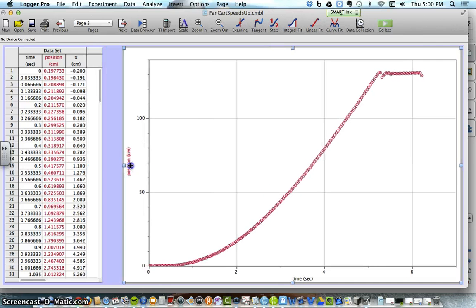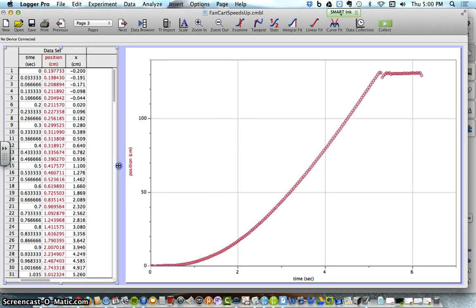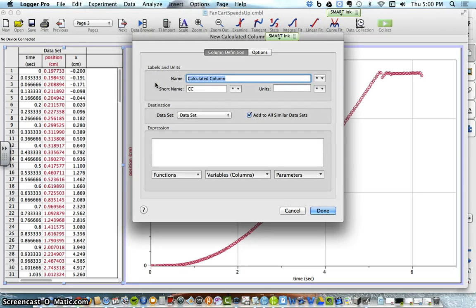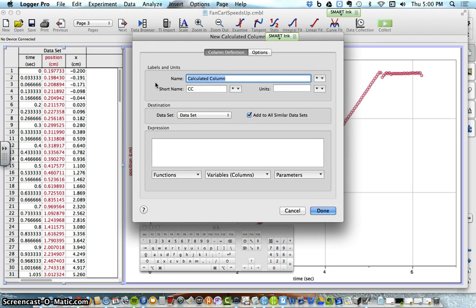Okay? First, I'm going to make my data table bigger so you can actually watch Logger Pro do its thing. All right? I'm going to make a new calculated column right there, new calculated column. I'm going to call this column instantaneous velocity, okay? This is the velocity at a moment in time, okay? And I'll just call it V with an INST at the end, okay? The units I'll give it are centimeters divided by seconds. Those are the units for velocity. And now here's the cool part.